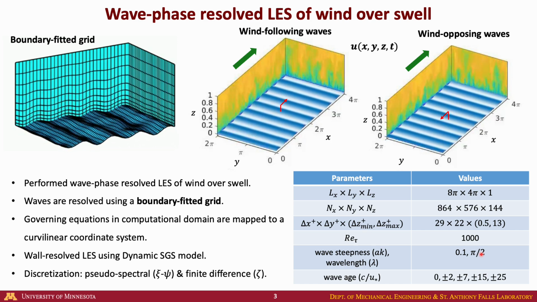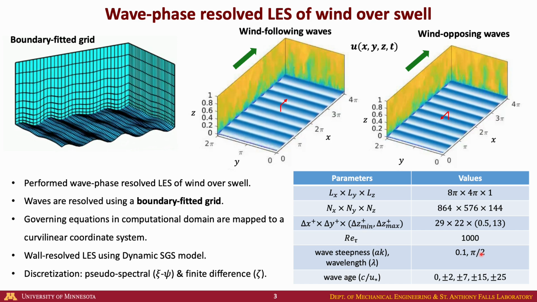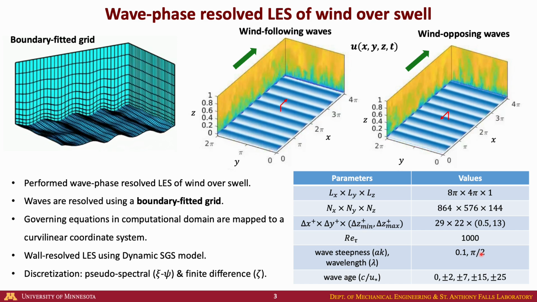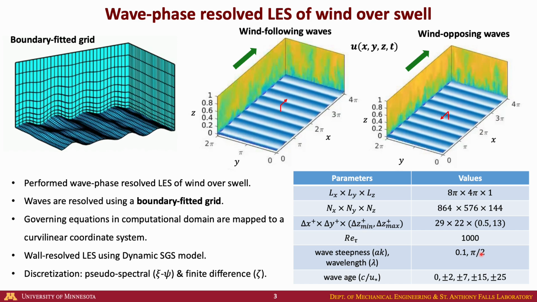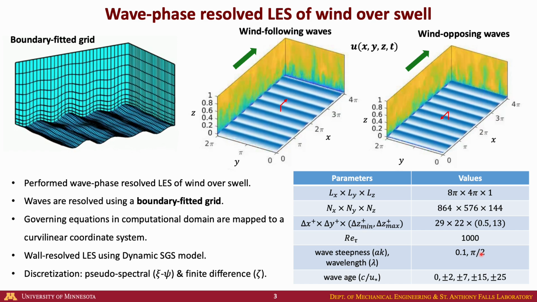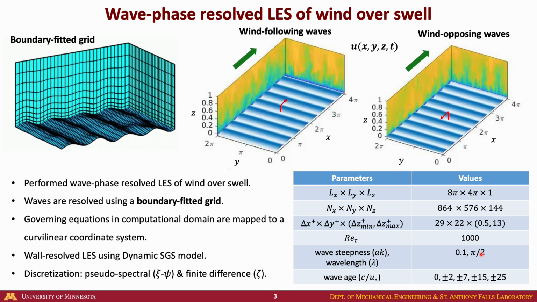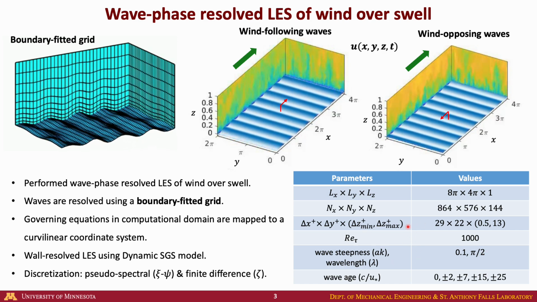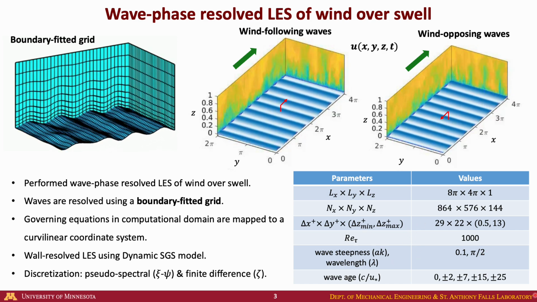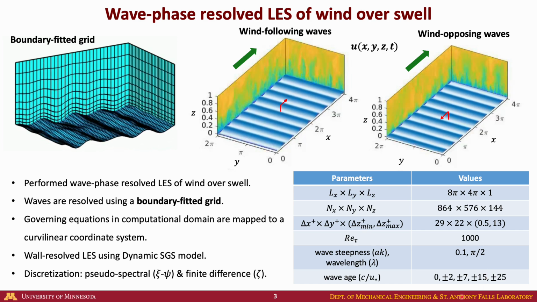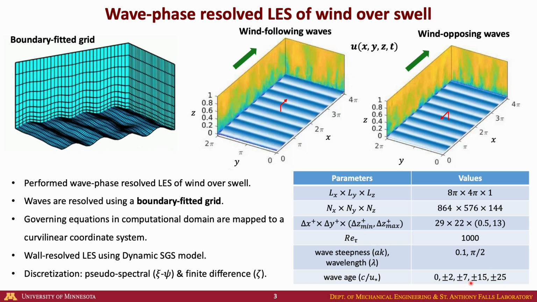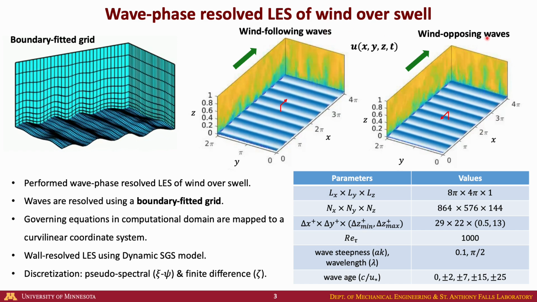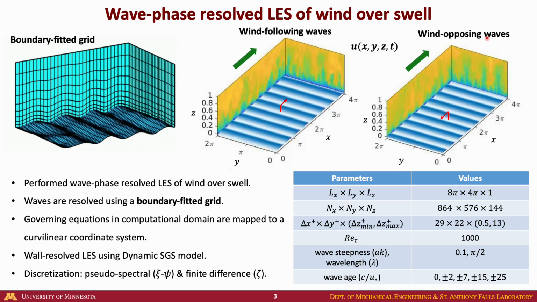The code uses pseudospectral discretization in horizontal directions and second-order central finite difference along the vertical direction. This is also a wall-resolved LES where the viscous sublayer region is resolved, corresponding to a friction Reynolds number of 1000. The domain details and other simulation parameters are listed in this table. The wave steepness is set to 0.1 and the wave age is varied between -25 to +25, where the positive and negative values represent wind following wave and wind opposing wave scenarios respectively.